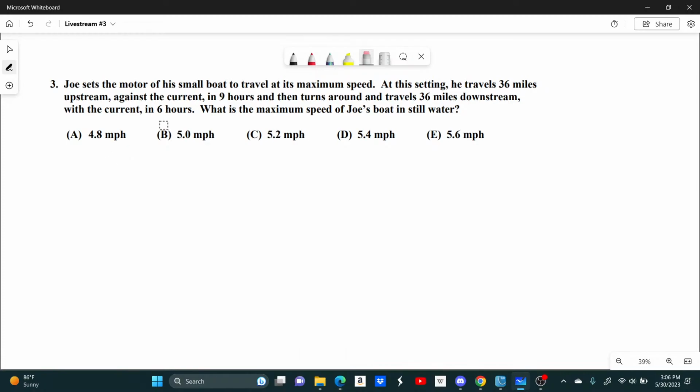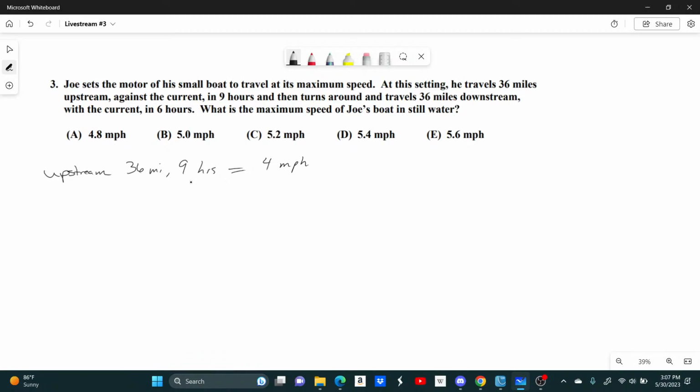Alright, so this is saying when he's traveling upstream, you go 36 miles in 9 hours, which is the same thing as 4 miles per hour. When you go downstream, now I've got the current working with you, so now I can go 36 miles in 6 hours, which is the same thing as 6 miles an hour.